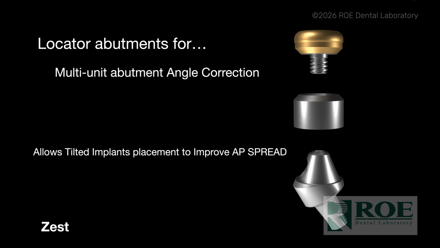And you can see how this system worked with the little sleeve that fit over the angled MUA abutment, which allowed us to parallel these LOCATOR abutments. And now with the LOCATOR angled abutment, we have a much better solution that can kind of get us out of trouble and allow us to have better AP spread.